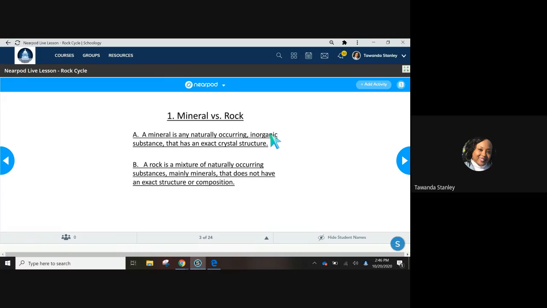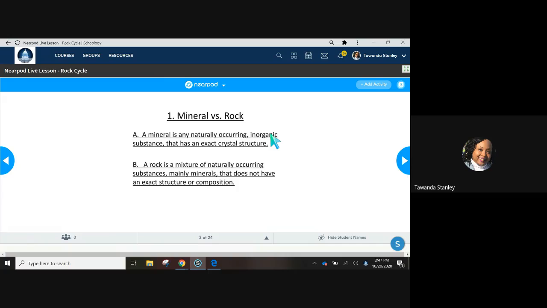Okay, now that's a mineral. Another thing to keep in mind about the mineral is it has an exact crystal structure, and you will get an idea of what I'm talking about in just a moment. Then we have a rock, which is a mixture of naturally occurring substances, mainly minerals. It does not have an exact structure or composition. One of the things that sticks out to me about a rock is that it is a mixture. The word mixture to me means it could be a combination of stuff, but it says it is mainly composed of minerals.